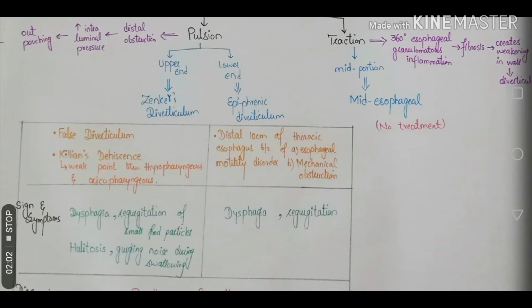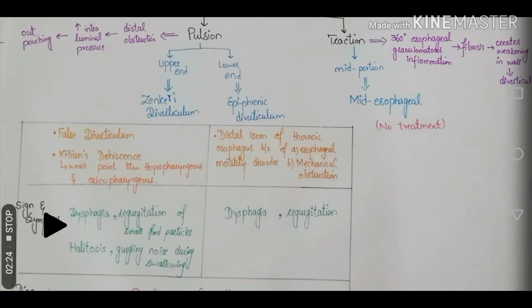Regarding epiphrenic diverticulum, it develops at distal 10 cm of thoracic esophagus either because of esophageal motility disorders or because of mechanical obstruction. Talking about signs and symptoms of Zenker's diverticulum, it causes dysphagia, regurgitation of small food particles.